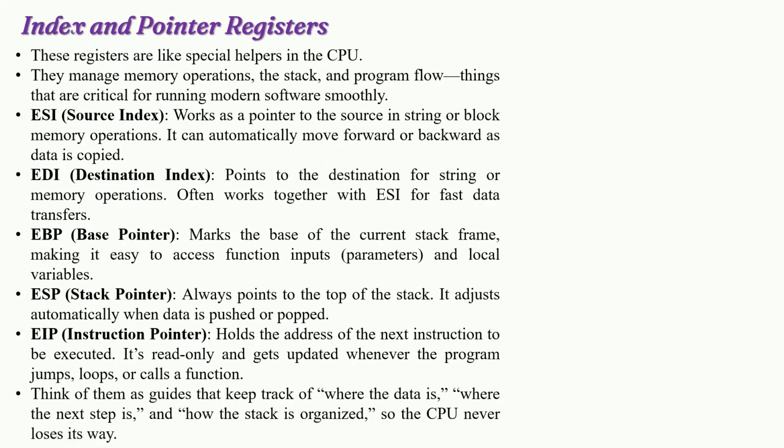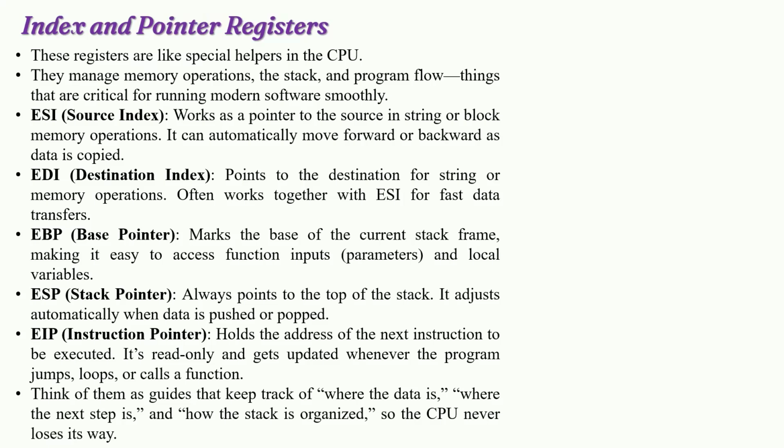Then come index registers. When I said 8 general purpose registers, among these 5 listed here, 4 of them are part of those general purpose registers. These are the CPU's special guides. They help manage memory, stack, and the program flow. Like ESI, the source index, points to the starting place when copying data or handling strings. EDI, destination index, points to where the data should go.